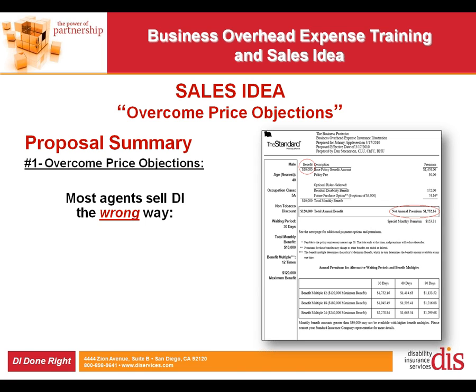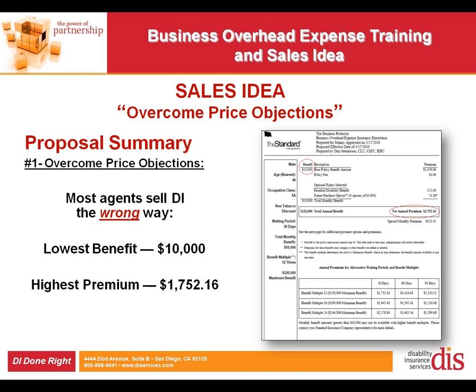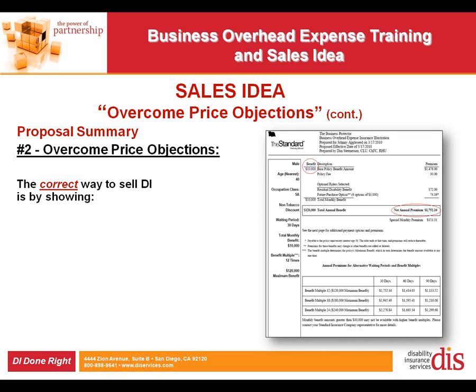When you get a rate sheet like this, you're seeing a monthly benefit, in this case $10,000, and an annual premium. That's the wrong way to present it. We're showing the lowest benefit amount at the highest premium, $10,000 a month for $1,752. Let's show the true value of what this contract would be worth. It's very simple. All you have to do is take out your calculator and do some simple math. It's a $10,000 monthly benefit. On the left-hand side of your screen, we did a 1-year benefit period on this BOE. So do your math.